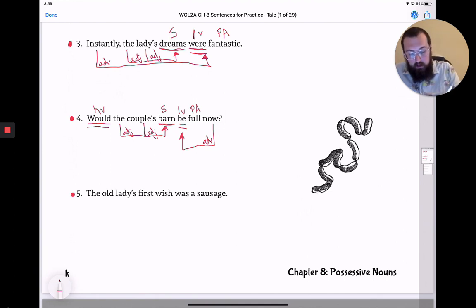principal elements. The lady's first wish. Wish is a noun. So that is going to be my subject. That's what the sentence is about. It's about the wish. The wish was is my linking verb. And then I am renaming the wish to, what was it? It was a sausage. So that's going to be my predicate nominative because it's a noun and it's renaming my wish.